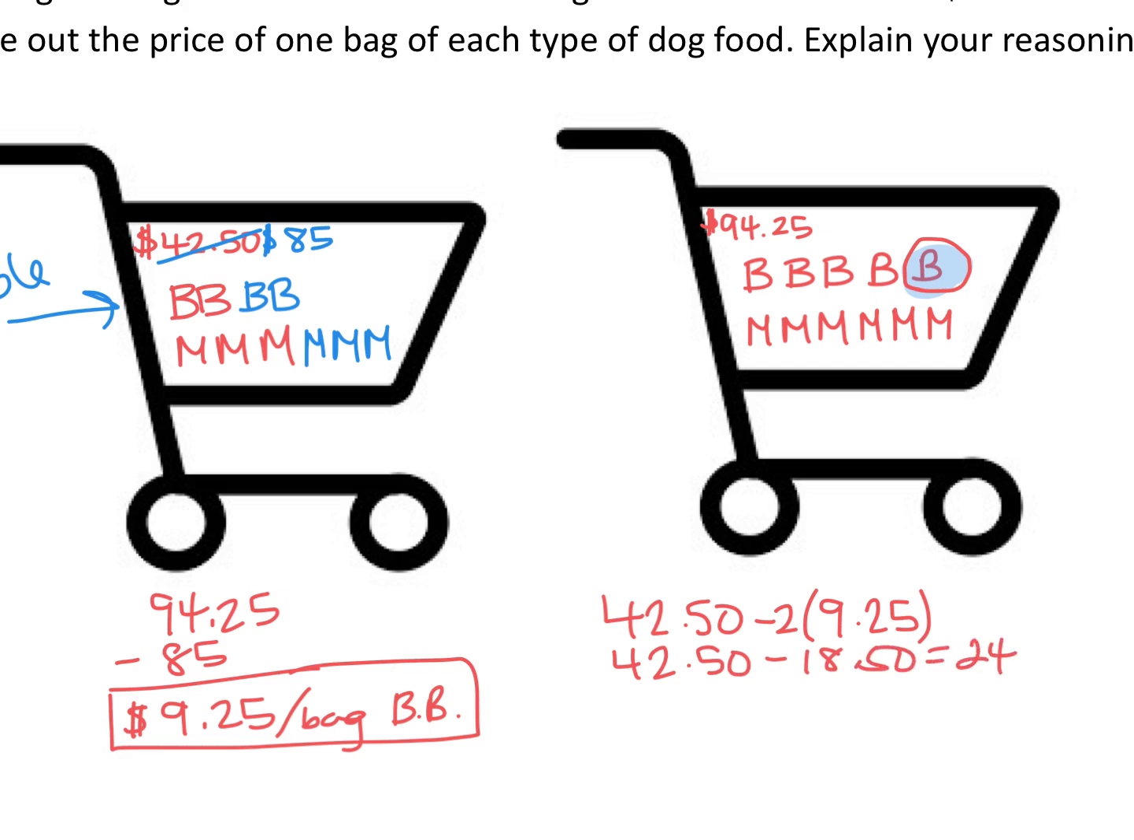And that must be the 3 Milo Munchies in that first cart. So let's divide that by 3. So it looks like the Milo Munchies are $8 each. So let's write that down. $8 per bag of Milo Munchies. Okay. So no tables, no graphs, no equations. We're just kind of reasoning through. Okay. Let's try another one.